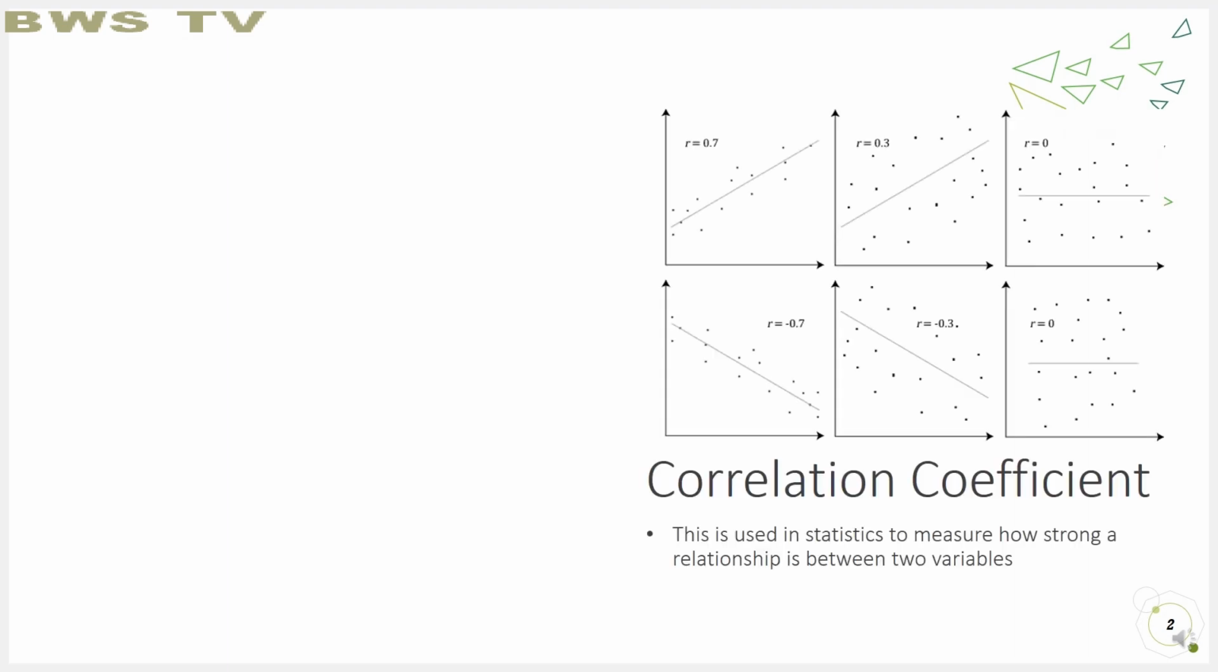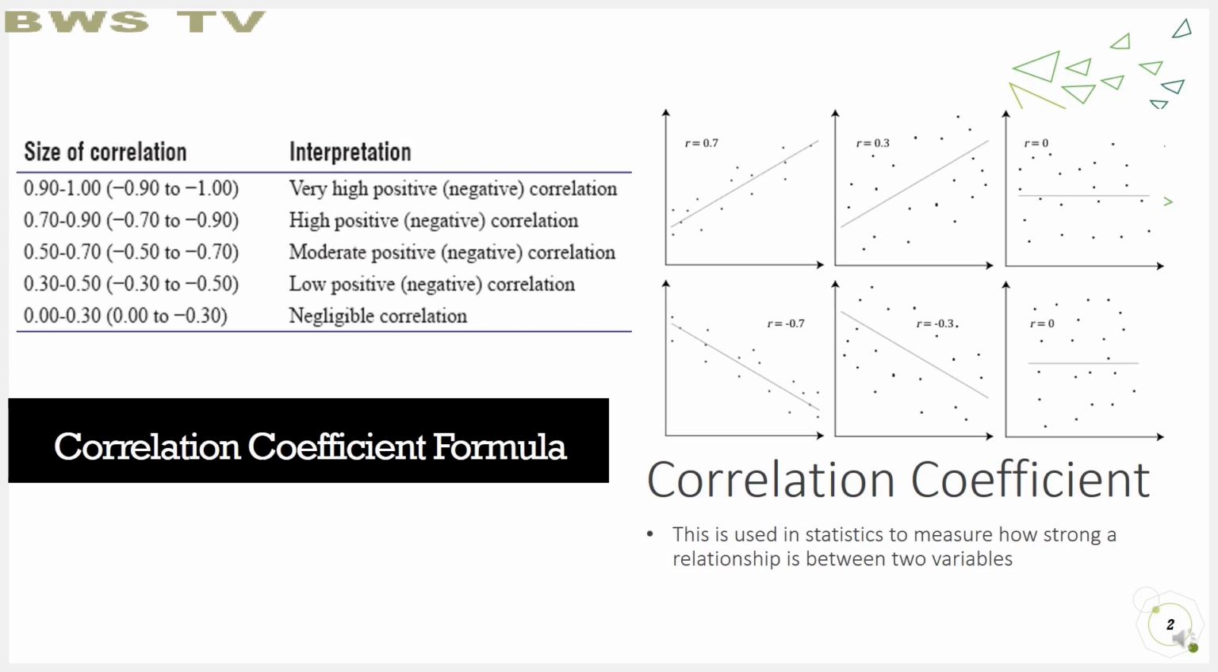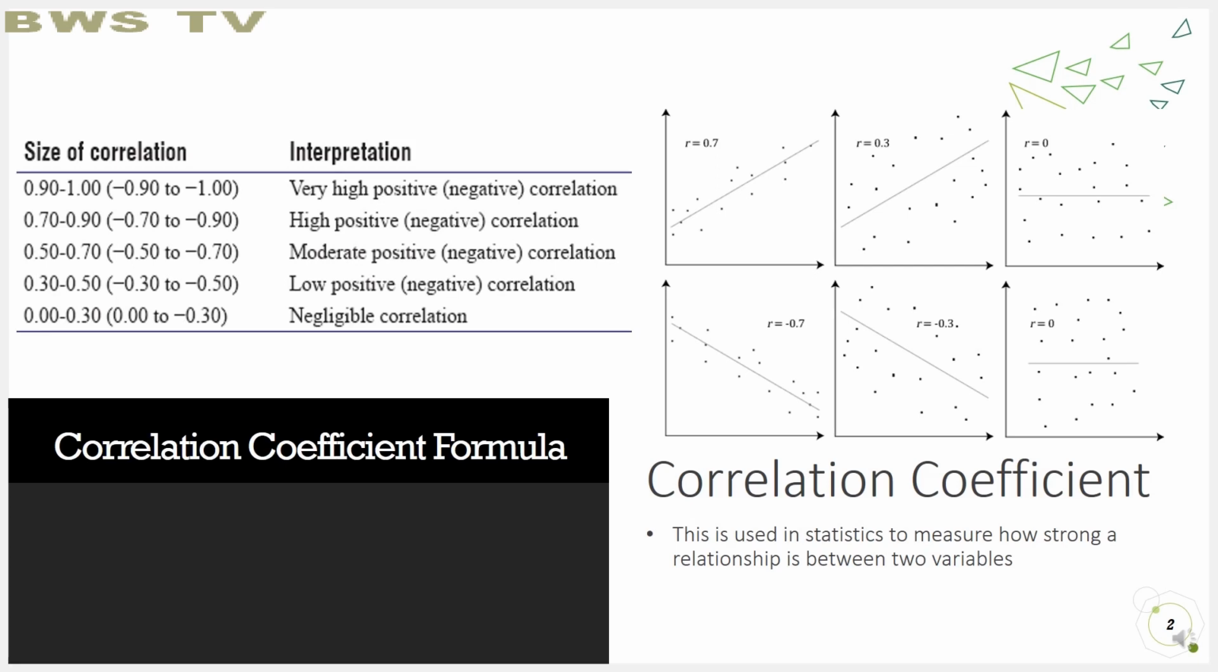Correlation coefficient. This is used in statistics to measure how strong a relationship is between two variables. You can see on the right side of the screen different graphs, which we'll talk about later on. On the left side of the screen, you can see the formula and the interpretation. This is where we would base how high or low the correlation is between the variables.